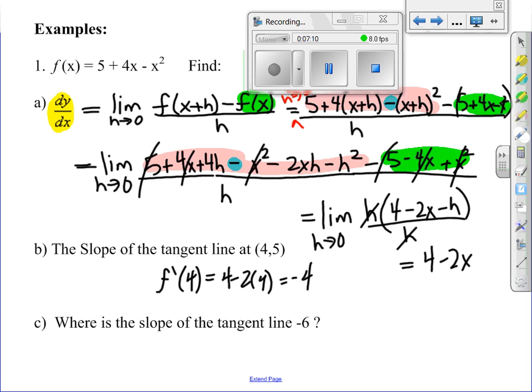And then to do the opposite, where is the slope of the tangent line equal to minus 6? Well, that is the derivative. It's saying the derivative is minus 6. The slope of the tangent line is minus 6. So we make it equal to 4 minus 2x. And then solve for x.